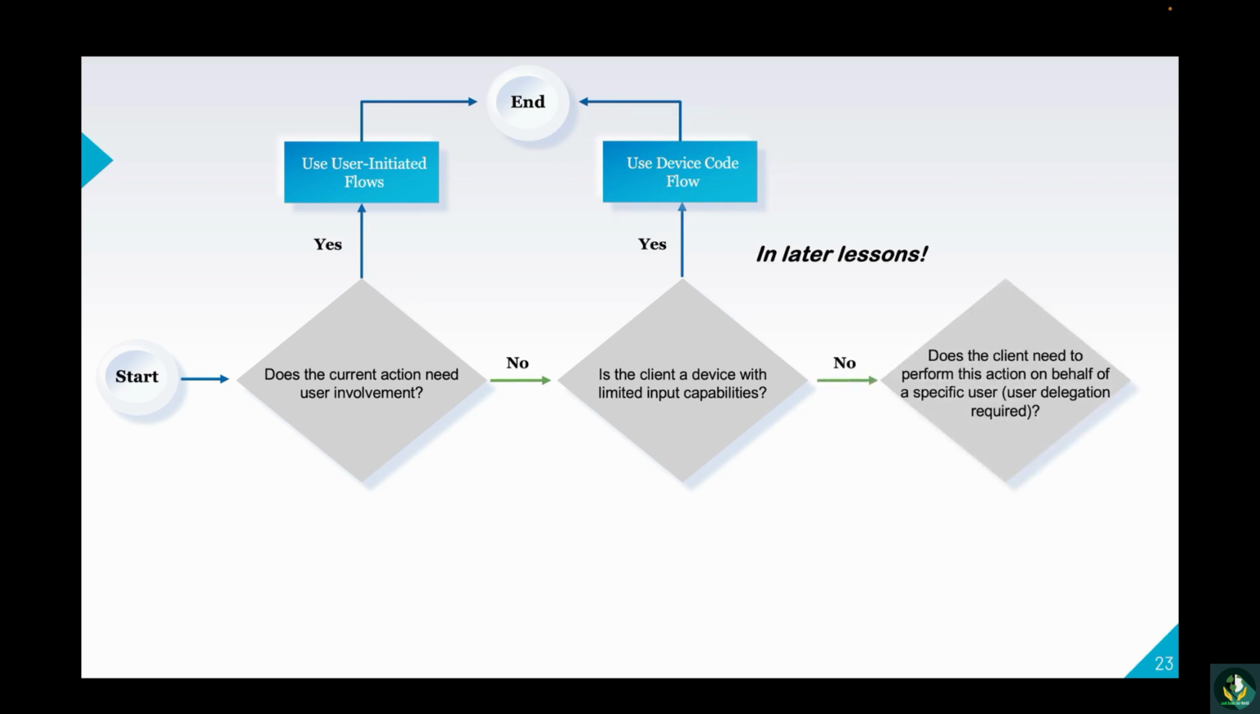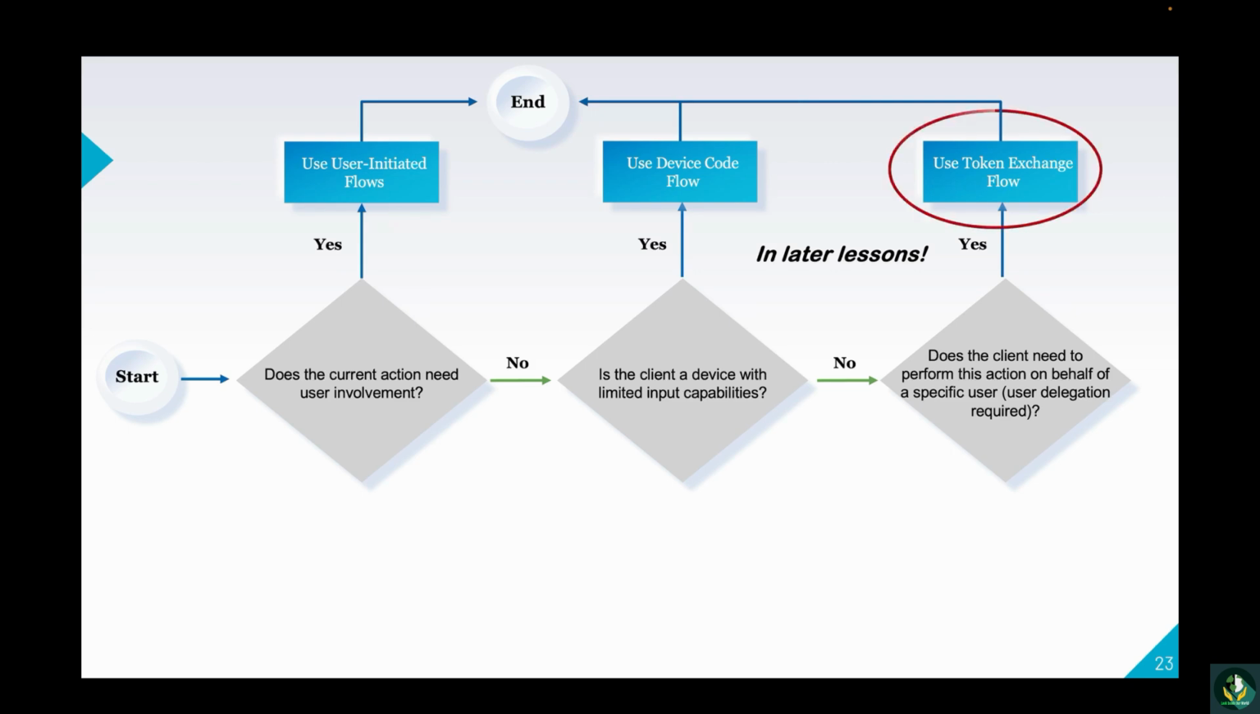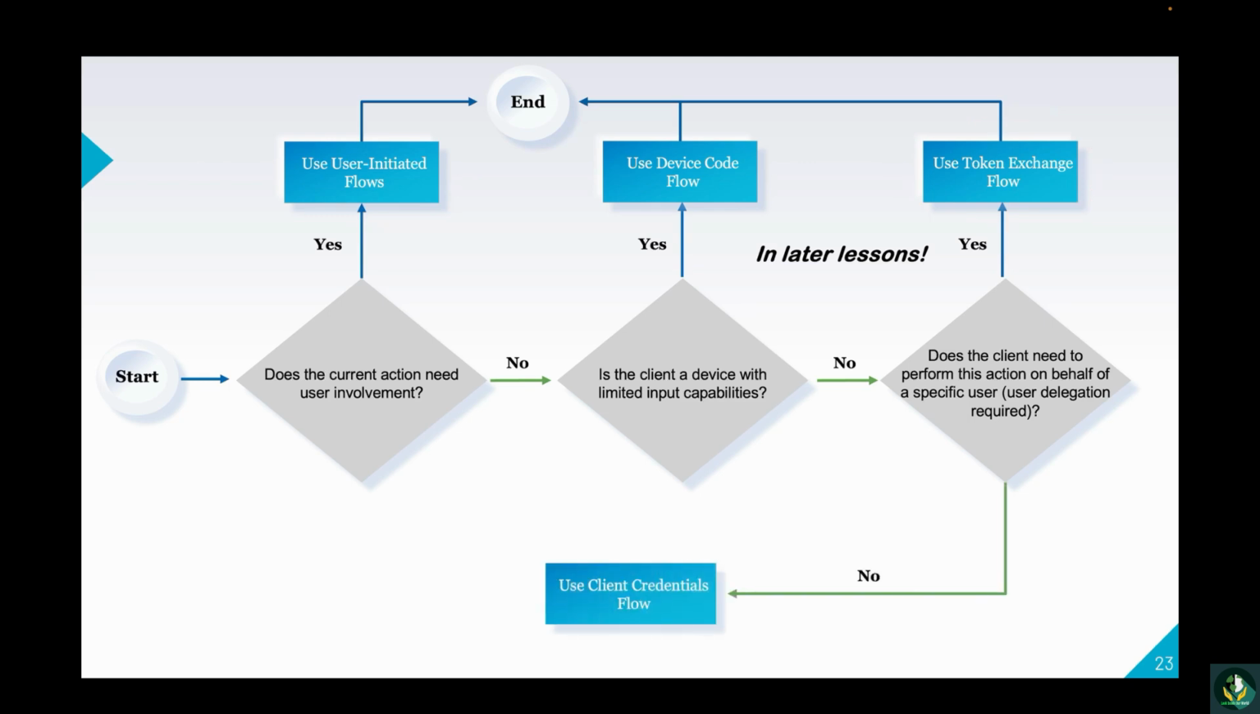Does the client need to perform this action on behalf of a specific user, requiring user delegation? If so, we use the token exchange flow, as it allows a machine to perform actions within a user's context. We'll dive deeper into the token exchange flow in a later lesson as well. Finally, if none of these conditions apply, meaning the action is performed purely on behalf of the client without any user context, then the client credentials flow is the right choice.